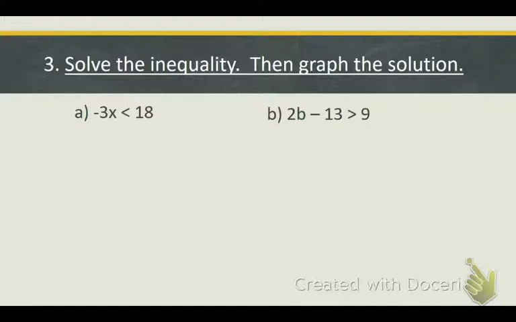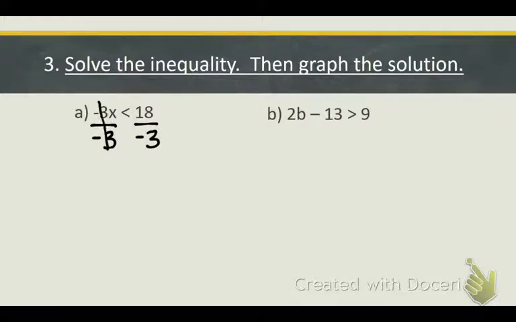Number 3. Solve the inequality and then graph the solution. The first one says negative 3x is less than 18. What's my entire goal when I'm solving inequalities? Get the x all by itself. What's not allowing the x to be by itself? Negative 3. Help me out with what to do. You divide by negative 3. Good job. Both sides.